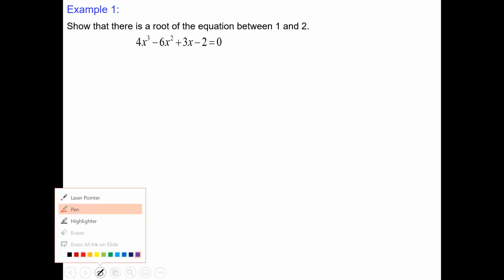Okay, let's do example number 1. Show that there is a root of an equation between 1 and 2. And the equation is the third degree polynomial equation: 4x cubed minus 6x squared plus 3x minus 2 equals 0. Okay, that's what I can do.